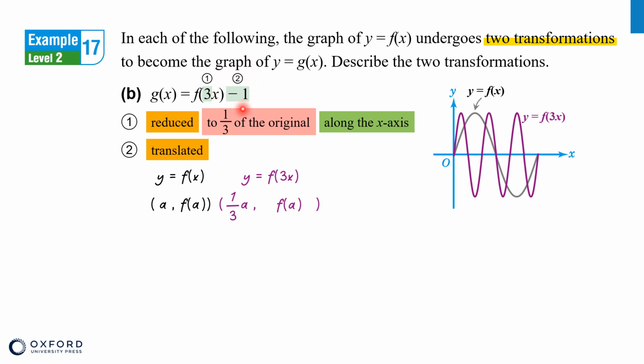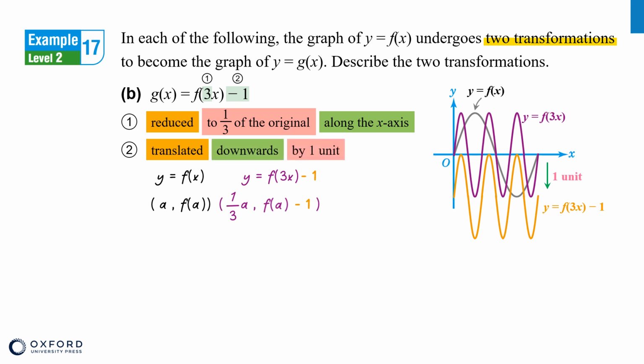And then the minus 1. We are subtracting 1 from the function, so the y-coordinate of every point on the graph is 1 less than the original. So the graph is shifting downwards. We say that the graph of the function is translated downwards by 1 unit.